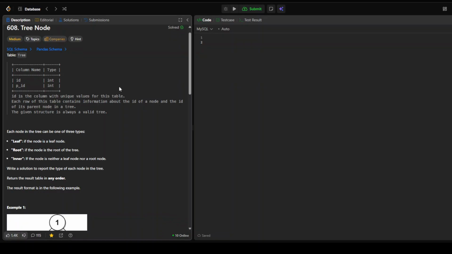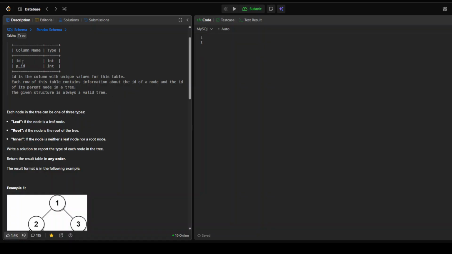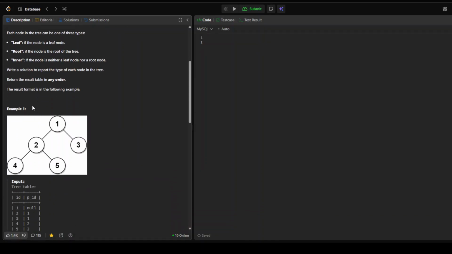So we have been given a table called tree over here, which only has two columns, ID and PID. ID is the column with unique values for this table, and each row contains information about the ID of a node and the ID of its parent node in a tree. The given structure is always a valid tree. Each node in the tree can be one of three types: leaf, root, or inner. We have to write a solution to report the type of each node in the tree.